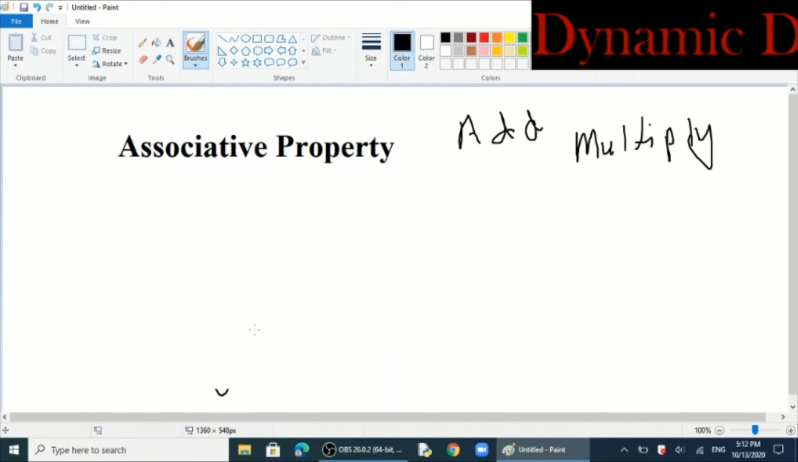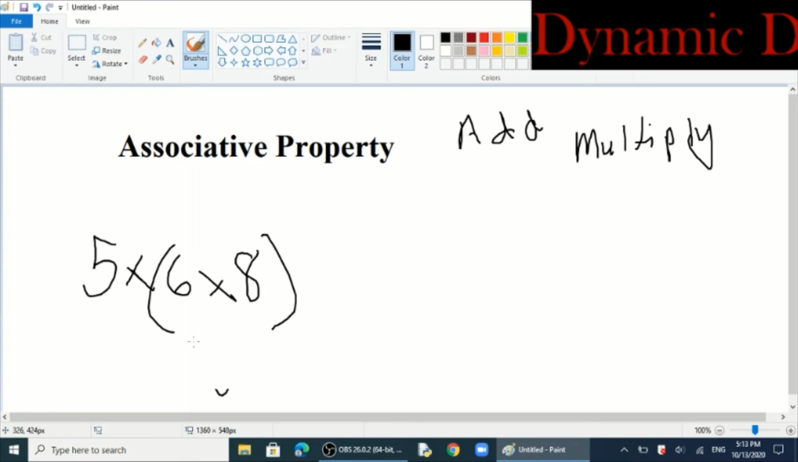So let's say I have 5 times 6 times 8, and the brackets like that. The grouping symbols, right? So I know that 6 times 8 is 48. But then 48 times 5, you're going to have to work it out and all that. And the reason we have these properties is to make our equations a little bit simpler. Because would you rather do 48 times 5 or something simpler?